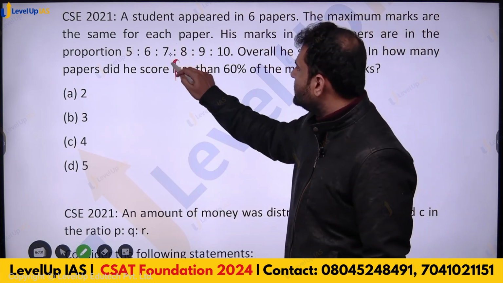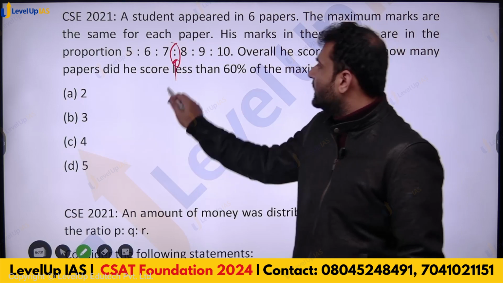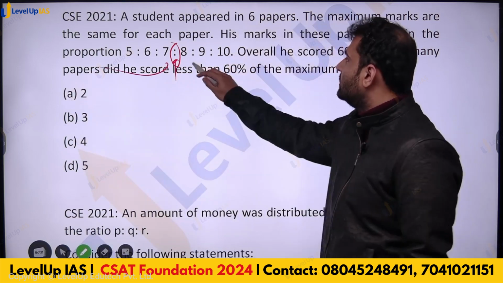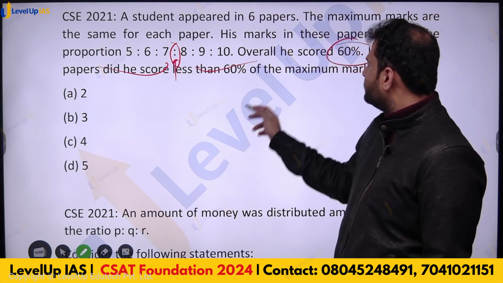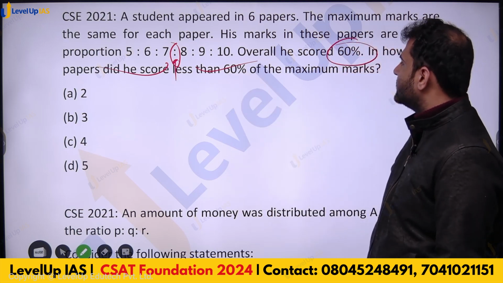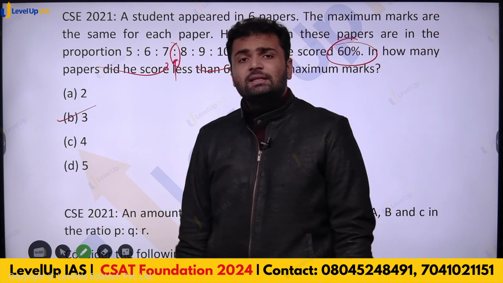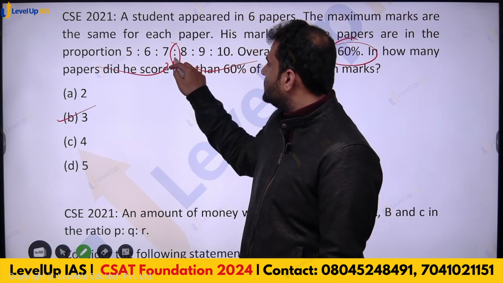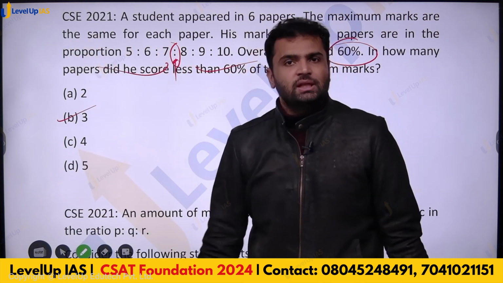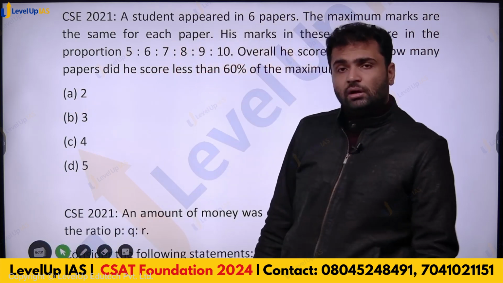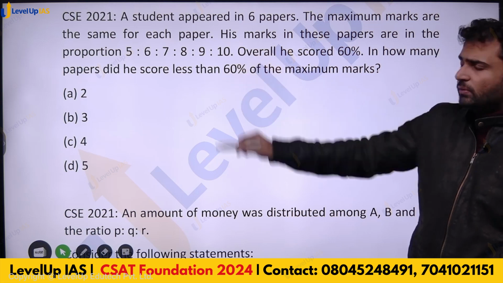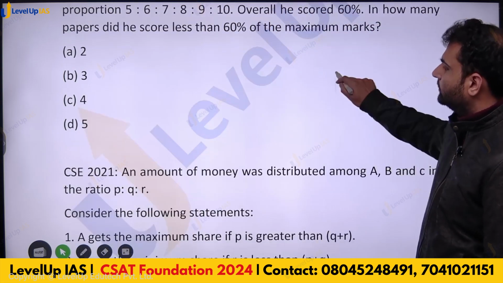So average marks he gets lie here. So in 3 papers he gets less than that marks. In 3 papers he'll get more than that marks. And that average is 60%. So in how many papers did he score less than 60%? Answer is simply 3. Because 60% lies here. In 3 papers less than 60. In 3 papers more than 60. No need to solve it. Just by observation you can conclude this.